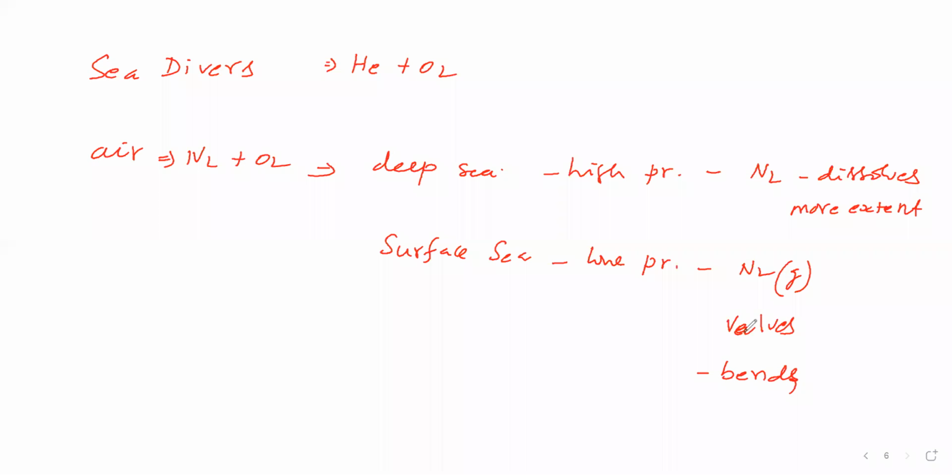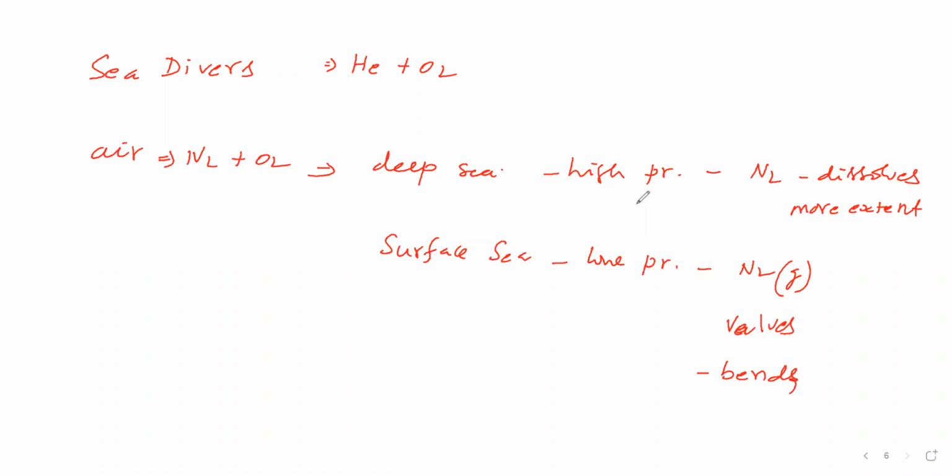This is happening because solubility of nitrogen here is high. Solubility of nitrogen becomes low here. Therefore when they come up, the dissolved nitrogen becomes nitrogen gas. Therefore the valves become expanded. Therefore they will get pain, that is called bends.